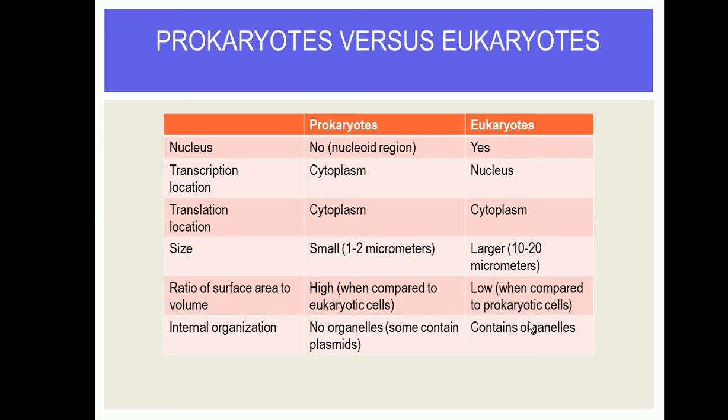Prokaryotic cells don't have the nucleus. Eukaryotic cells do have a nucleus. We have also talked about gene expression, and we know that in prokaryotes, transcription as well as translation takes place in the cytoplasm, but in eukaryotes, transcription takes place in the nucleus and translation takes place in the cytoplasm. And we know that prokaryotic cells are small in size and eukaryotic cells are bigger, and prokaryotic cells don't have membrane-enclosed organelles, but eukaryotes do.